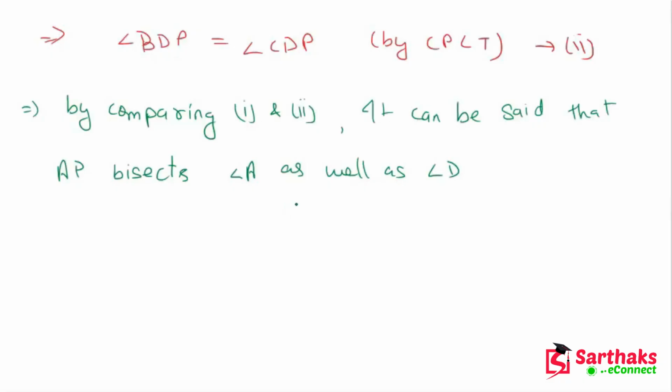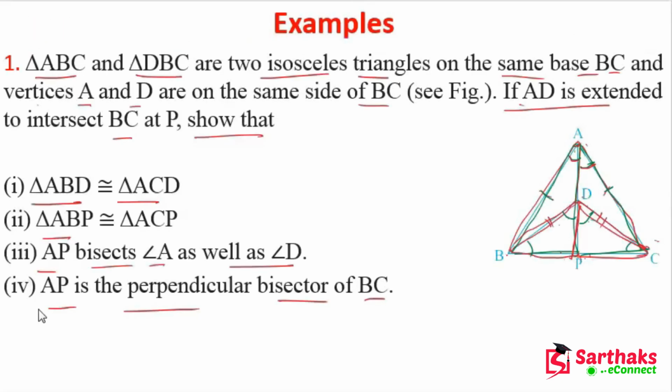So I hope you understand these things, my dear friend. Now let's come to the fourth part. We have to prove AP is the perpendicular bisector of BC.